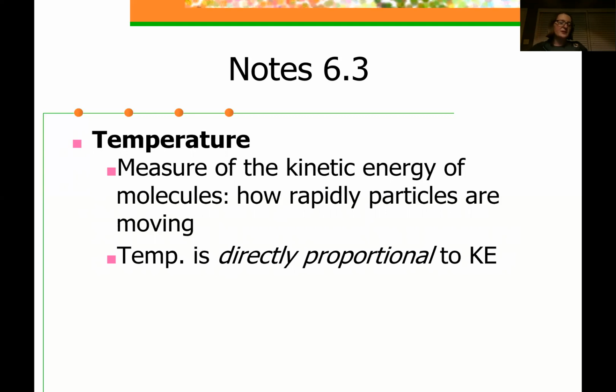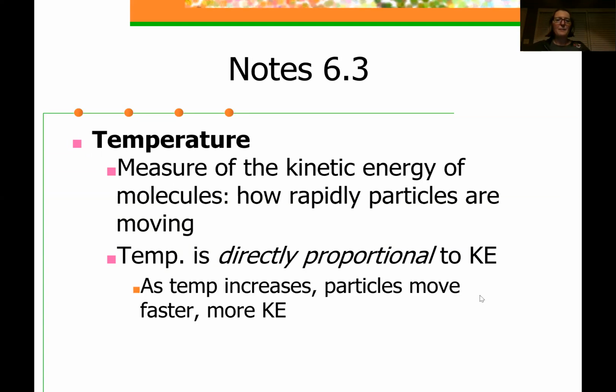So temperature is simply a measurement of the average heat or energy of the particles in a substance. So how fast are those particles moving tells us that. And it's directly proportional. If particles move faster, temperature goes up. So we just talked about that. As temperature increases, particles move faster. There's more kinetic energy. So this is a directly proportional relationship that we are talking about here.